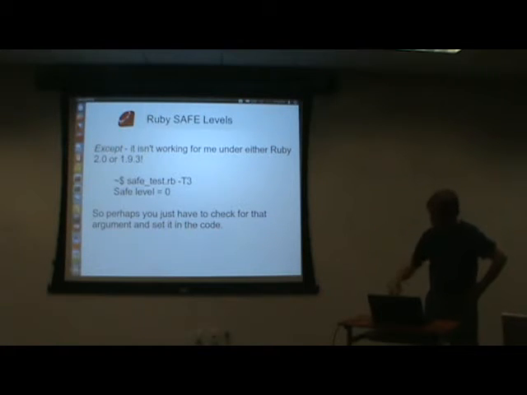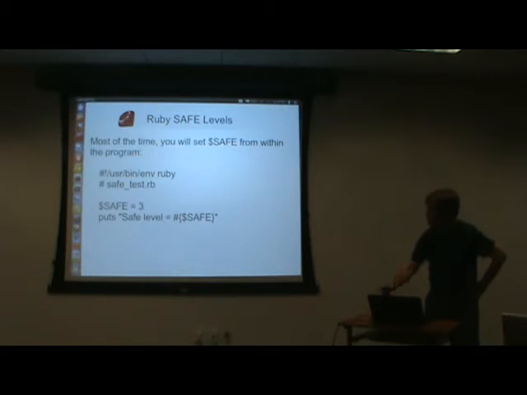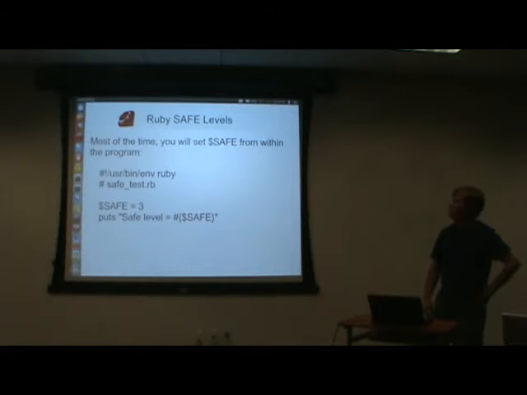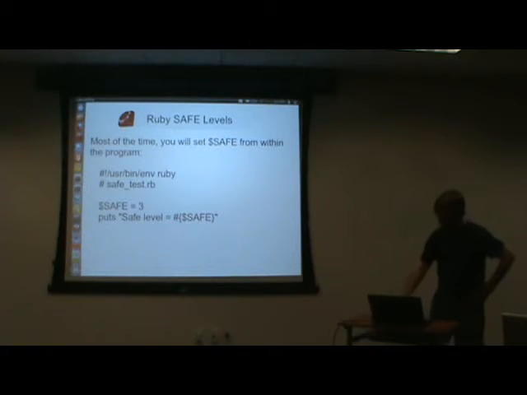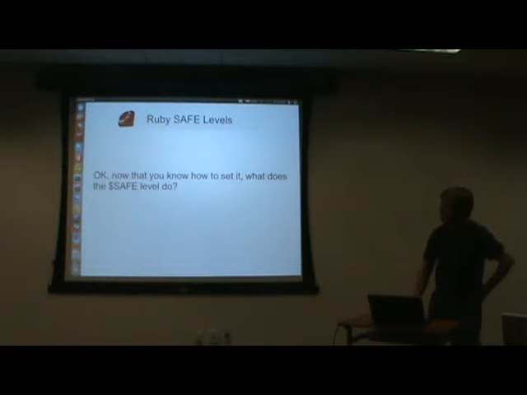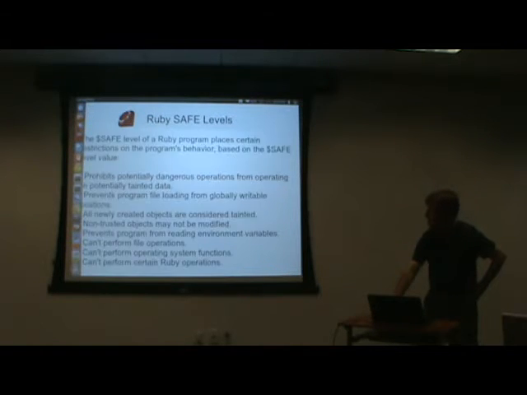But that's not actually so important, because usually you're going to set it from within your program. So here's an example of a little program where you can set the safe level to 3 and then you just show what it is, and you'll see that 3 will get output on the command line. So what does the safe level do actually, and how do you use it?